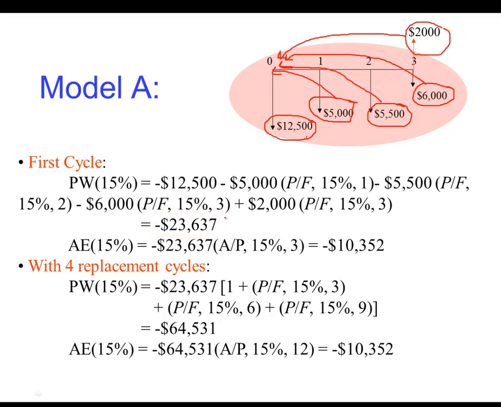Once we bring all these values to the present worth, you can see that the value will equal $23,637. Using this value as a present worth, we can use the formula to find the annual equivalence with 15% interest, and that will equal $10,352. With 4 replacement cycles, remember that we did that before, we calculated for the first cycle and for all cycles, and we found that the annual equivalence will be the same whether it's for 1 cycle or for 4 cycles.